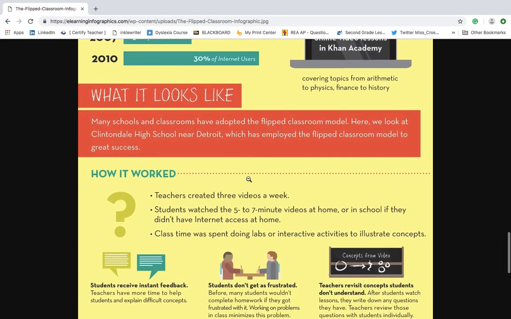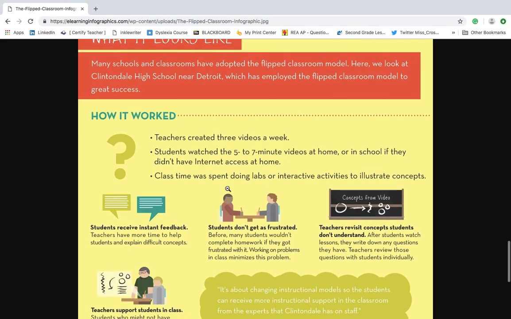If you keep going down, this infographic explains so many great things. I really encourage you to look it up and take a look. I know I'm going through it fast, but how did they make that happen? Here it goes right here, and we talked about it earlier. The teachers just created 3 videos a week. That's how it started. The videos were 5 to 7 minutes that students watched at home or in school if they didn't have internet. Class time was spent doing those labs, those interactive activities, which then led to students receiving instant feedback.